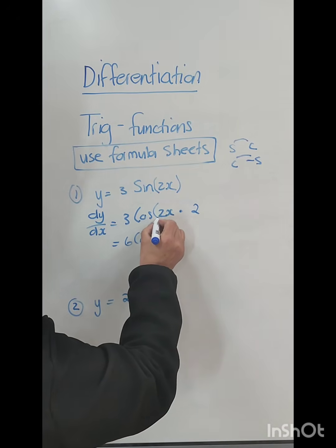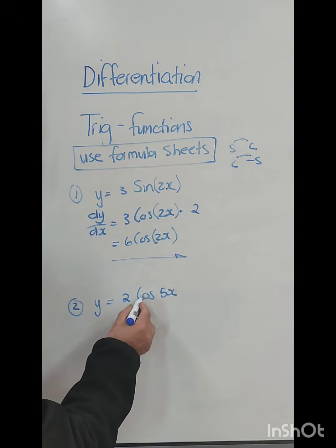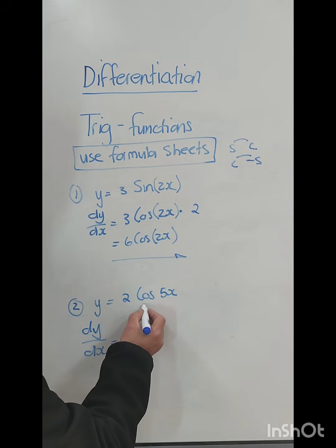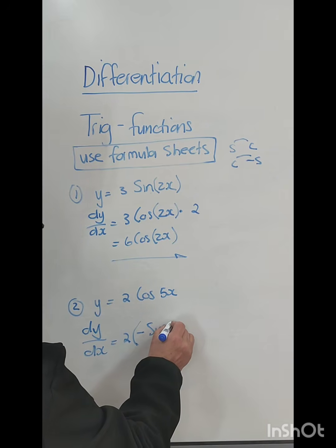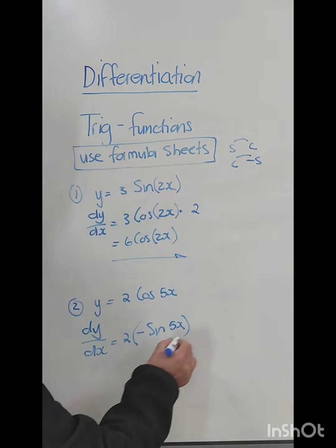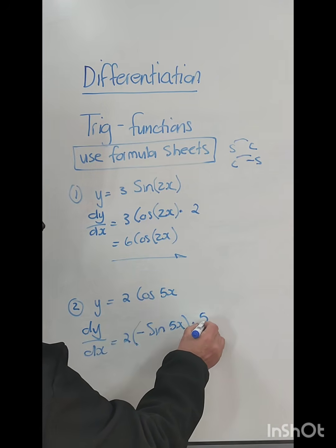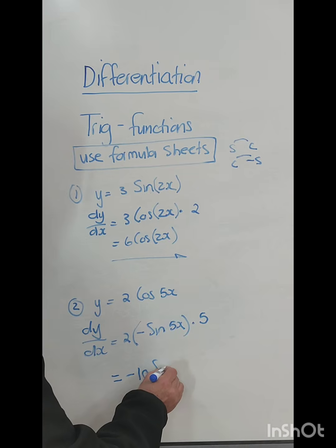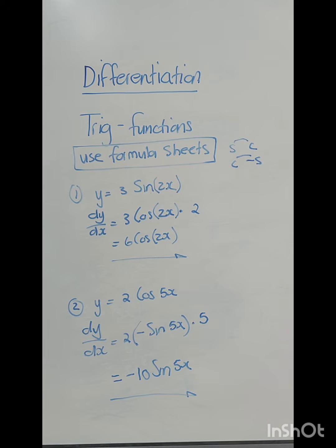Remember, this angle can never change. It has to stay the same. And that will be my final answer. If I go to the next one, y equals 2 cos 5x, dy over dx then becomes 2. Cos becomes minus sine, so bracket minus the sine. The angle can never change. You keep it 5x, but thereafter you must multiply by the derivative because it's more than 1x. The differentiated value there is 5, so this will give you minus 10 sine of 5x, and that would be the differentiated value for that trigonometric form.